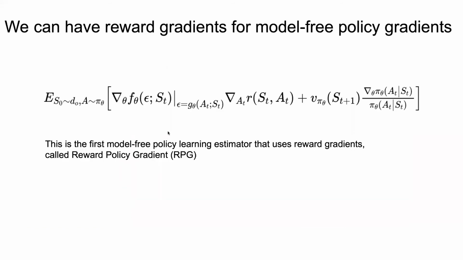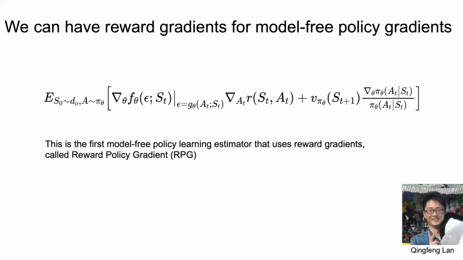So it turns out that we can have one. By repeating this exercise, we found that we can have a model-free estimate that utilizes reward gradient. It also combines likelihood gradient. And note that it's not an interpolation. If you drop either of these two terms, it is going to be biased. It will be wrong. You need both. So this is the first model-free policy learning estimator that uses reward gradients, called reward policy gradient, RPG. This is work in collaboration with my PhD student, Qingfeng. We'll talk about it next week.